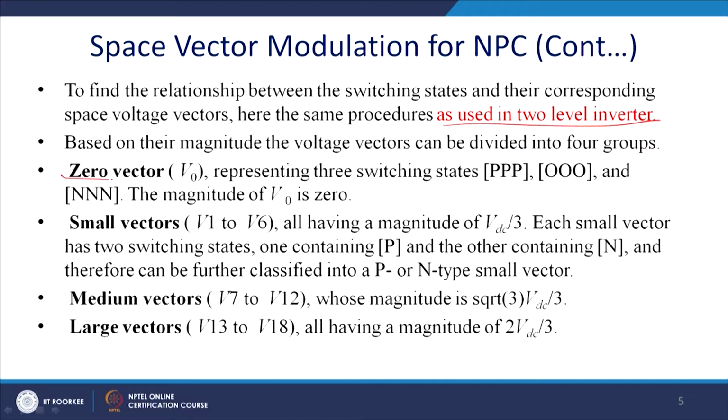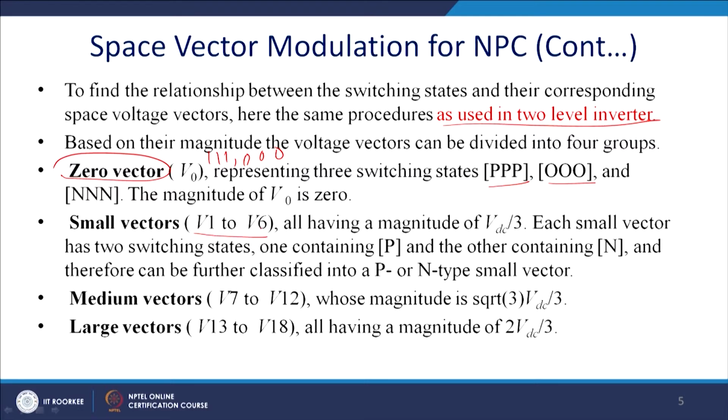One is the zero vectors, because we know that in the 2 level inverter either 1 1 1 or 0 0 0 was the zero vector, which will be represented by O or 0 0 0 or n n n minus minus minus for the magnitude of the zero vectors. There will be small vectors, that is V1 to V6.